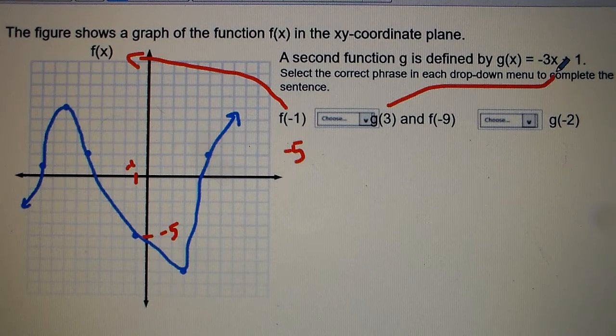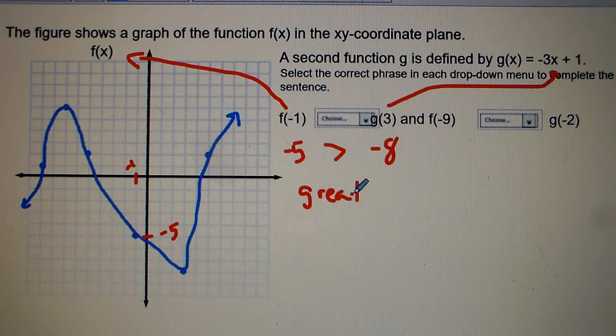G of 3, we put 3 in for x. Negative 3 times 3 got you negative 9. Negative 9 plus 1 got you negative 8. Is negative 5 less than negative 8, equal to negative 8, or greater than negative 8? Well, negative 5 is greater than negative 8. So it's greater than.